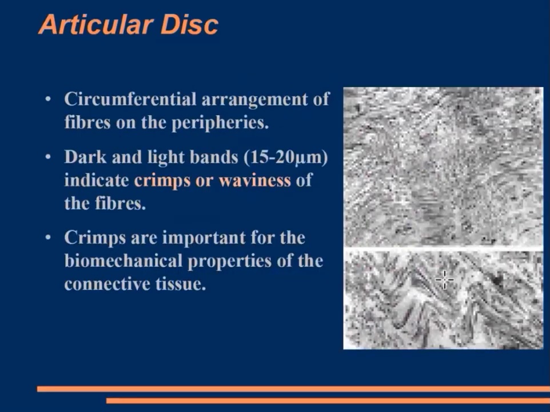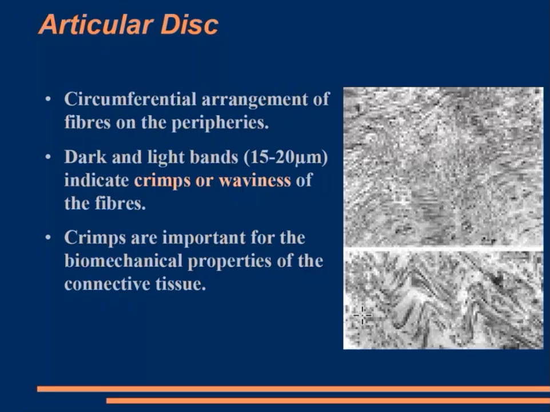Here we see a sagittal section of the articular disc under interference microscopy. We see this crimping arrangement of the fibers. We call them crimps, under dark and light bands. Waviness, or crimps, of the fibers. The collagen fibers have a crimped nature.